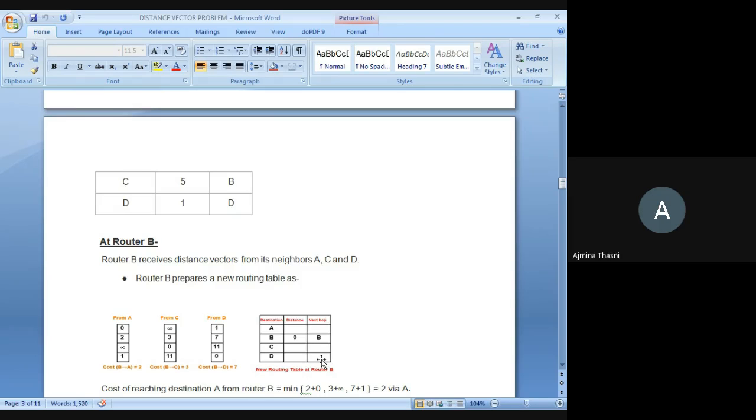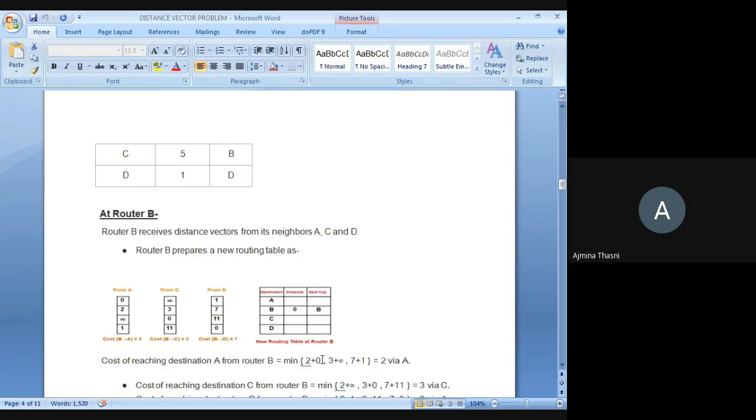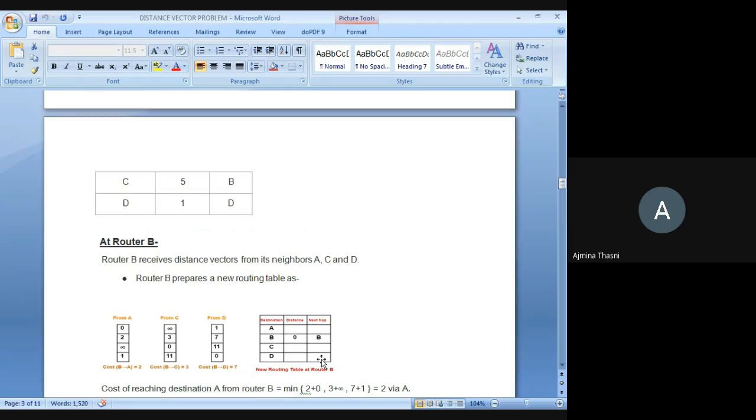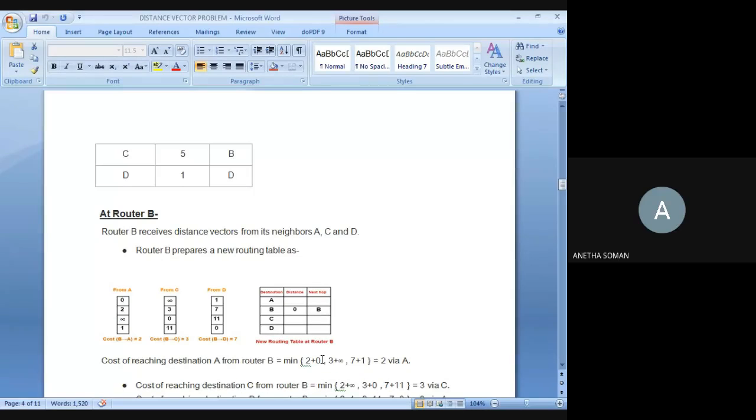You tell in steps. It is equal to the minimum of 3 plus 0, then 7 plus 11. Now which is the minimum value? It is 3 via C, right? So that is the next cost, 3 via C.